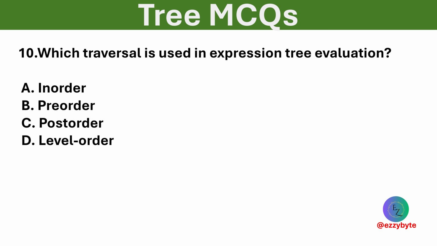Which traversal is used in expression tree evaluation? Options are in order, pre-order, post order, and level order. Option C is correct. Post order is ideal for postfix evaluation.